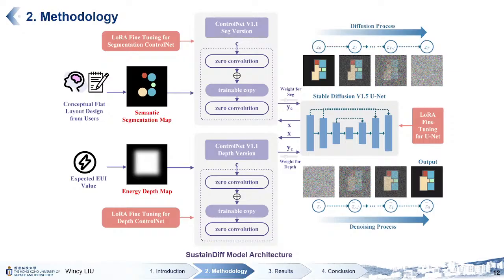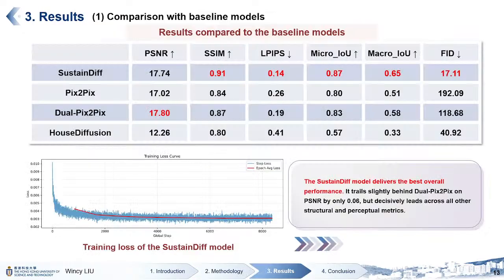Actually, in the whole workflow, I already showed this, and we integrate the two inputs into two separate ControlNets, and then the diffusion model can get the two inputs. And in the results part, we compare our model with some benchmarks like pixel to pixel and HouseDiffusion. We also compare with an adapted pixel to pixel, because we use two inputs. So I revised the pixel to pixel for a fair comparison.